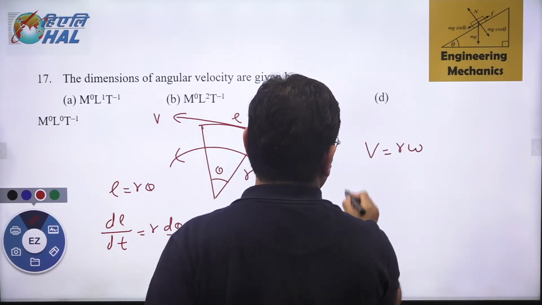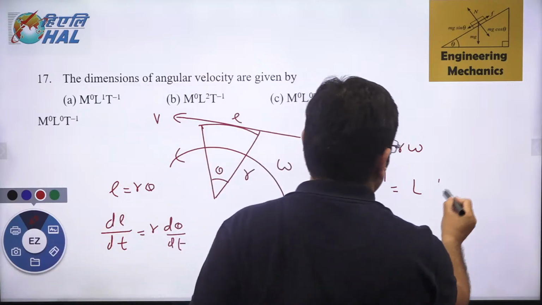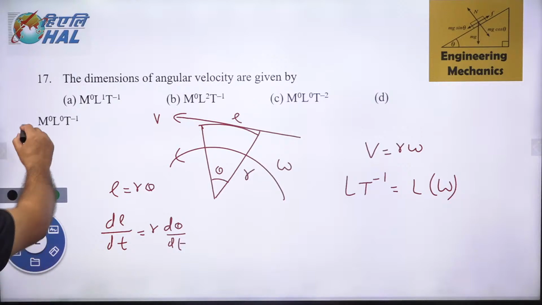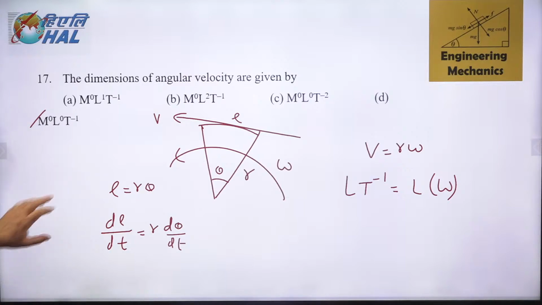What is the dimension of velocity? L T minus 1. What is the dimension of R? That is L. And we want to find the dimension of omega. So what is the dimension of omega? T minus 1. So this answer is M0 L0 T minus 1. Radian per second, so per second is T minus 1. A very simple question. Let's go for the next now.